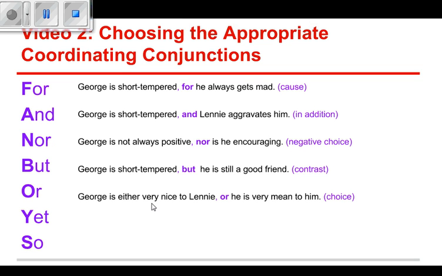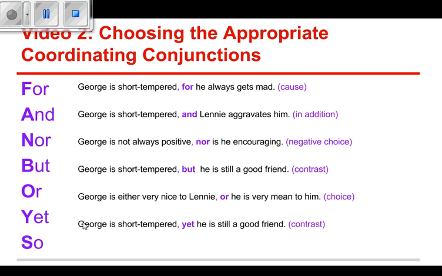Here's a sentence to use or. George is either very nice to Lenny, or he is very mean to him. When using or, you're describing a choice. George can either do this, or he can do that.